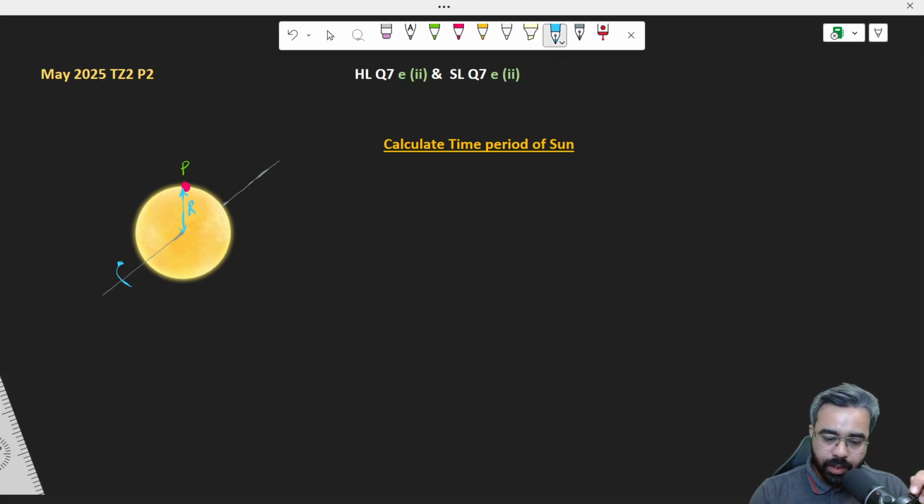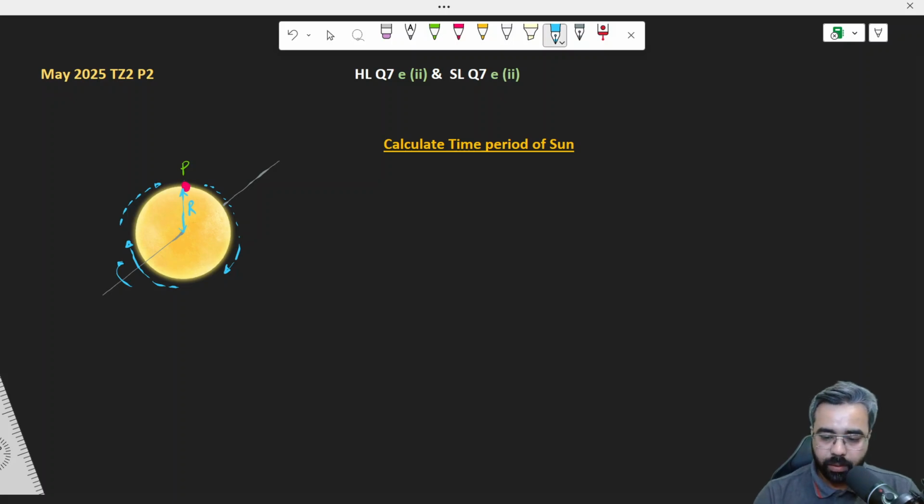So what will happen? This particle will move like this, and it will always have a constant time period. It will take the same time to come back to the same position.